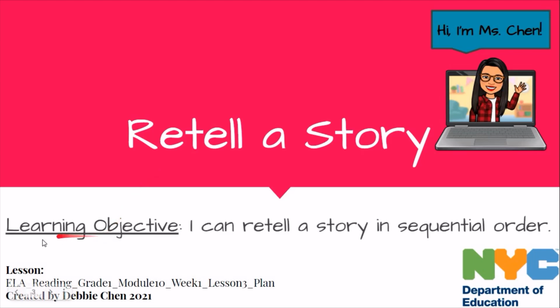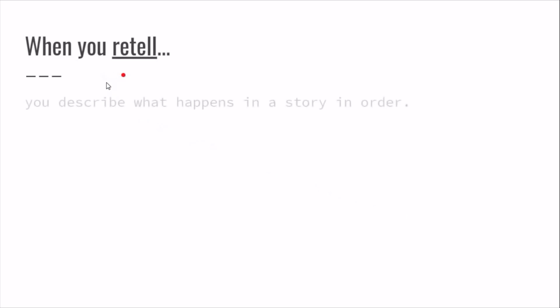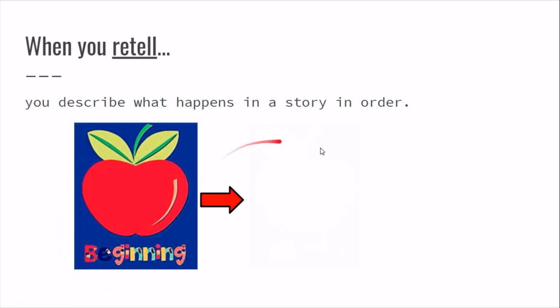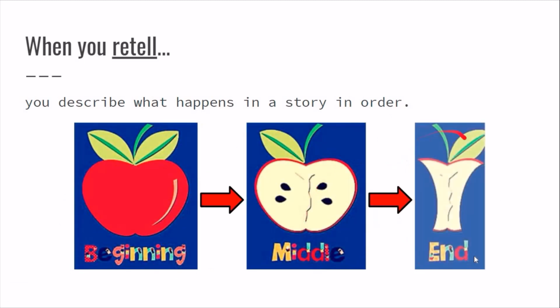Let's take a look at our learning objective. I can retell a story in sequential order. We'll talk a little bit more about what that means in a moment. When you retell a story, you describe what happens in a story in order. That's what we were talking about before, sequential order. That means from the beginning to the middle to the end.